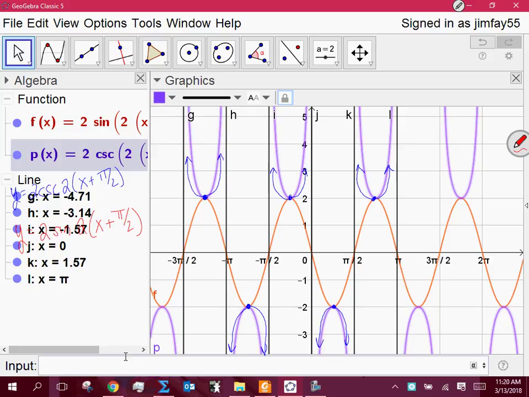should be those purple. Now, I didn't do a great job because mine are a little bit too flat at the bottom, but they are in the right spots. They at least have the right minimums and maximums. And now we have a start to that entire curve, 2 cosecant 2x plus pi over 2. That's something that we can do.